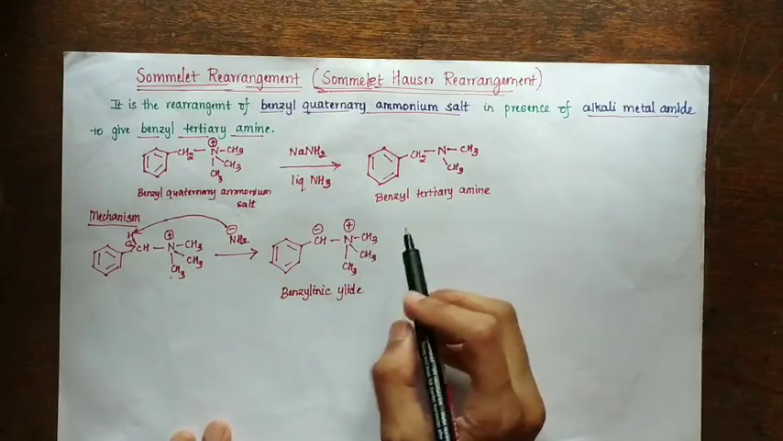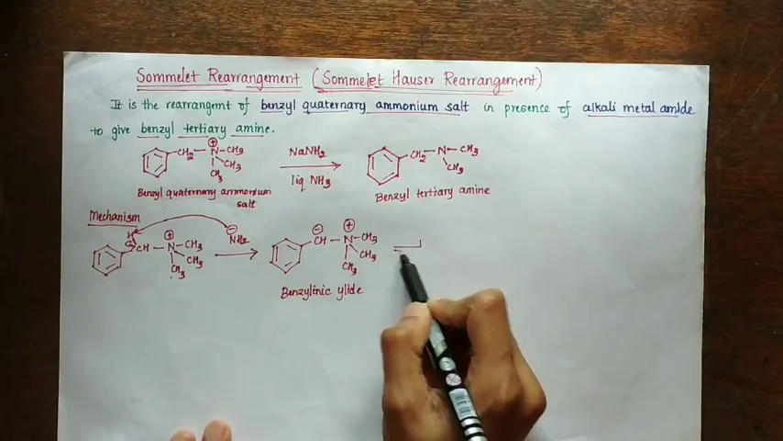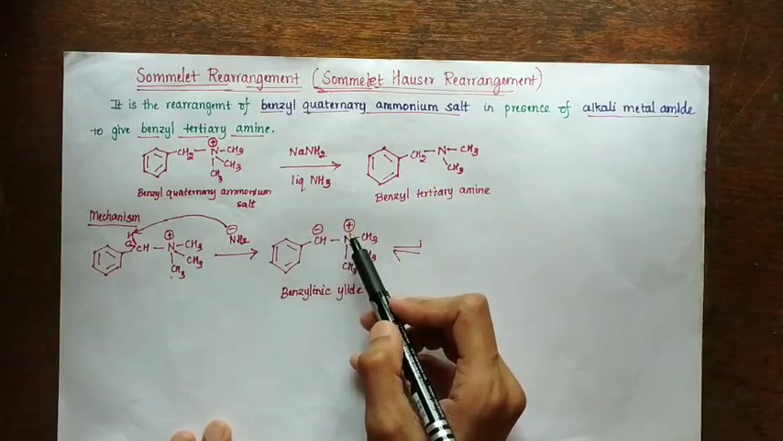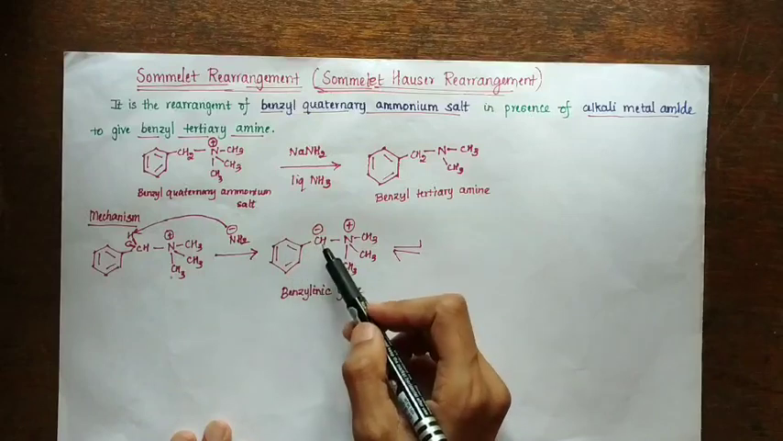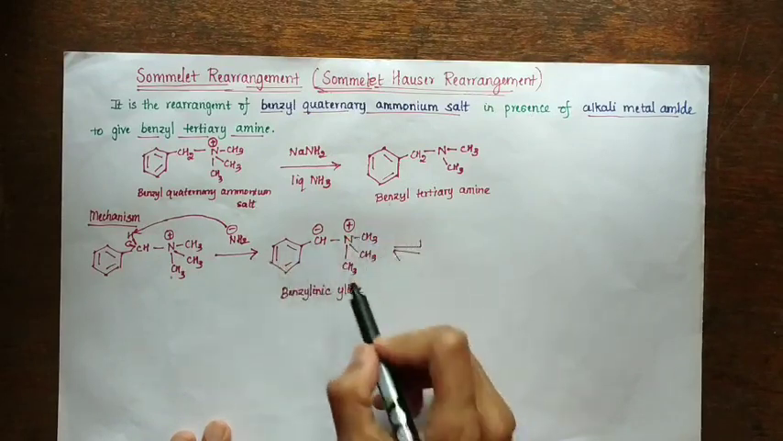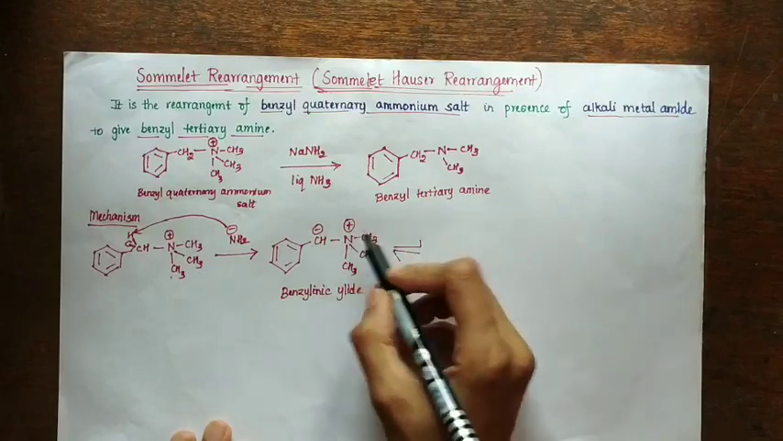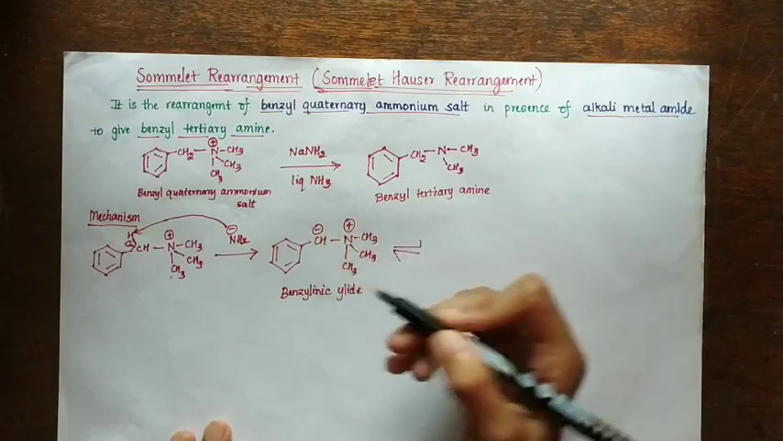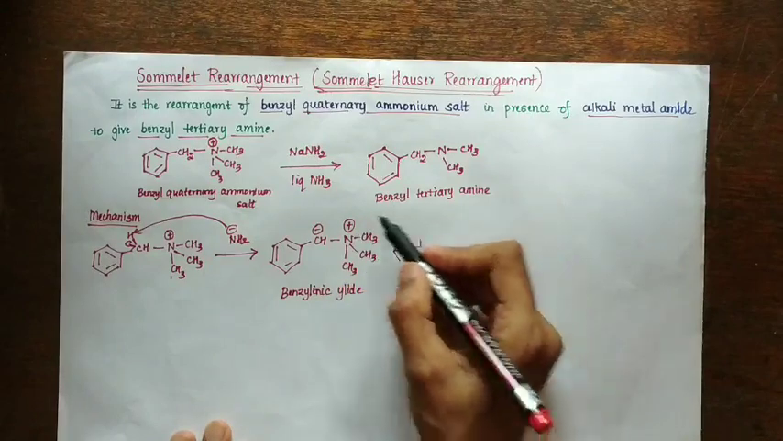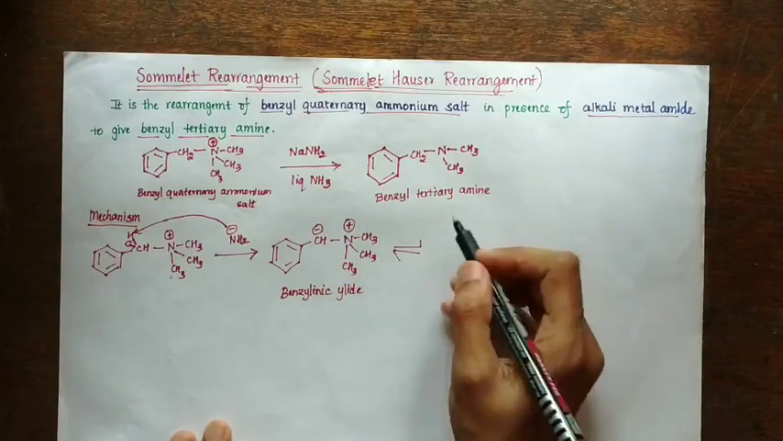And now this ylide means ylides are the structures which are containing both negative and positive charge in the same structure. So here there is negative charge on carbon, positive charge on nitrogen. So it is called as ylide. Now it will be present in equilibrium with another form of this ylide which is got like this. So you can understand here.